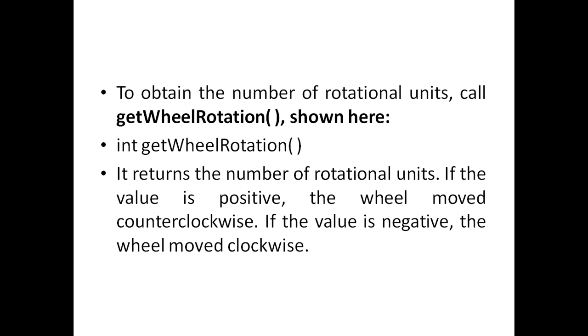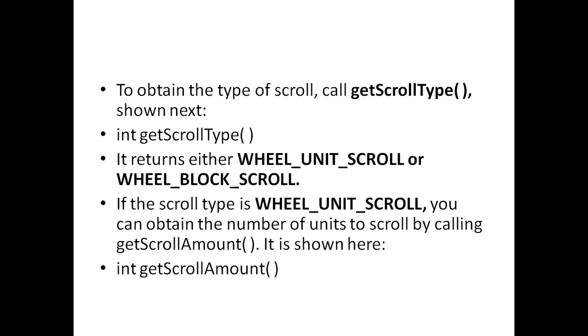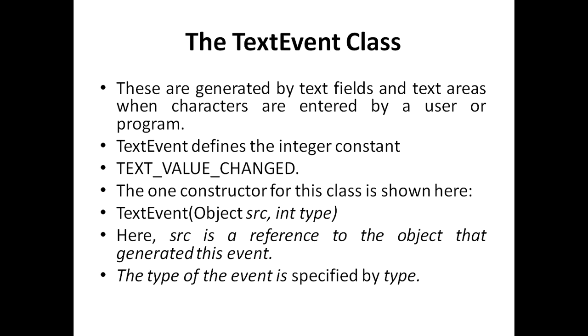If the value is positive, the wheel moved in the clockwise direction. If the value is negative, then the wheel moved counterclockwise. If the value is positive, the wheel moved counterclockwise. And if the value is negative, then the wheel moved clockwise. Then to obtain the type of scroll, we can make use of getScrollType. It returns either WHEEL_UNIT_SCROLL or WHEEL_BLOCK_SCROLL. If the scroll type is a unit scroll, you can obtain the number of units to scroll by calling getScrollAmount.